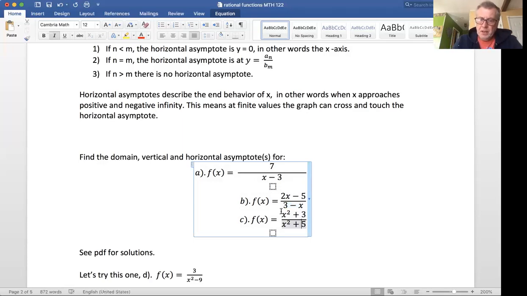For C, we have the same degree in numerator and denominator. When the degrees are the same, for the horizontal asymptote, we take leading term over leading term. So that's going to be a 1 in front of the x squared over a 1 in front of the x squared, or just plain old 1. For the domain, x squared plus 5 cannot equal 0 in a real number sense. So the domain here would be all real numbers. You're not going to be able to square something and get minus 5, as long as we ignore the fact that complex numbers exist, and we're not interested in that at this point. So there's no vertical asymptote.